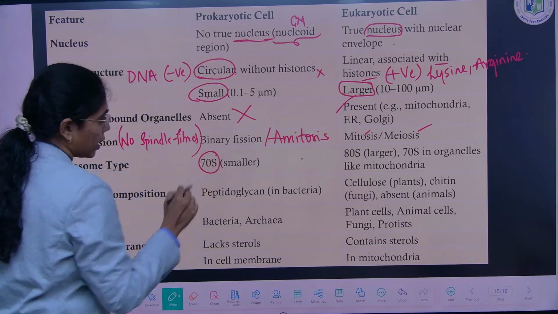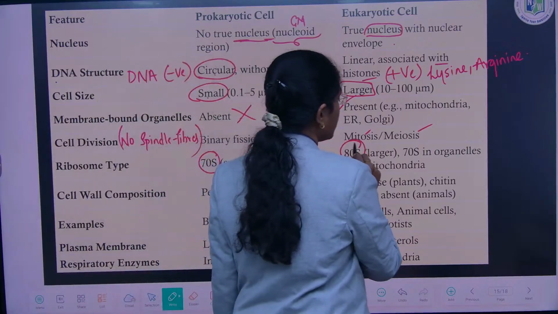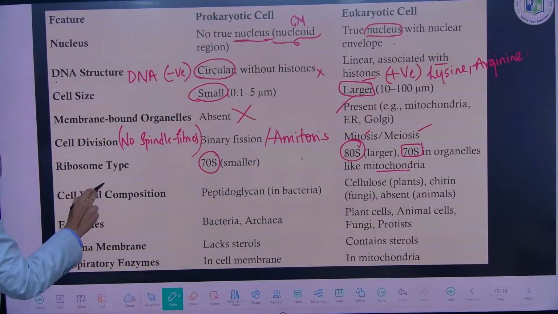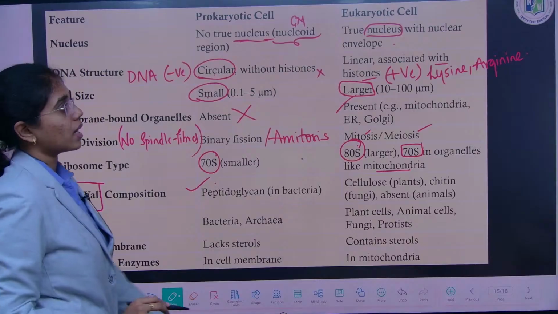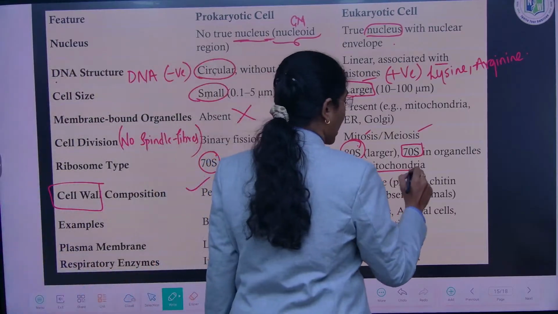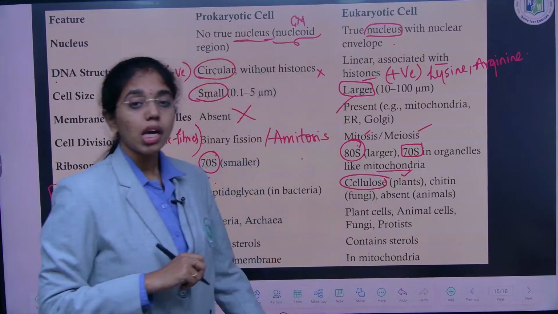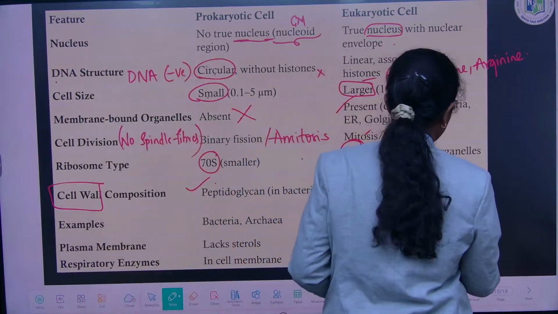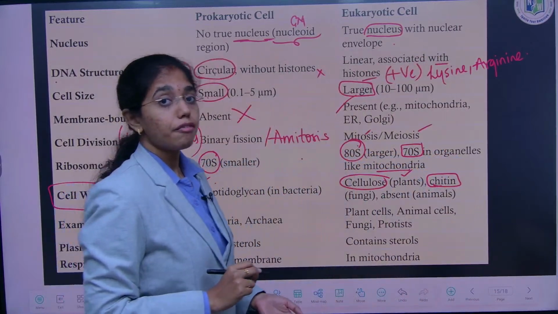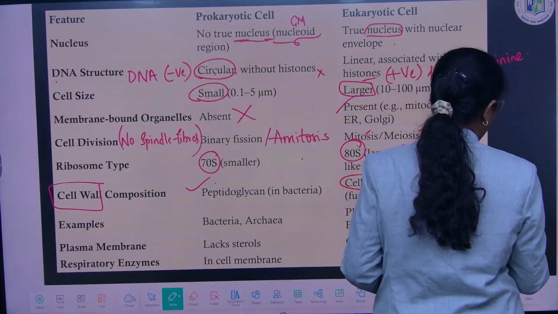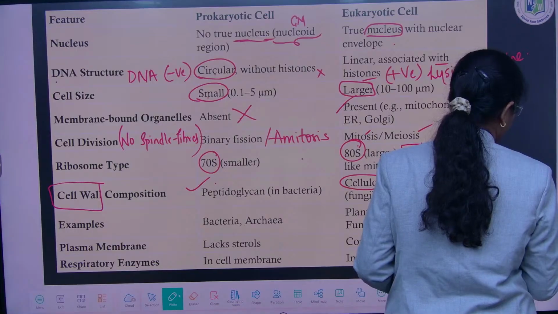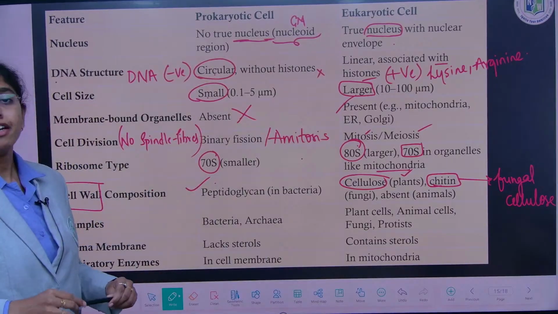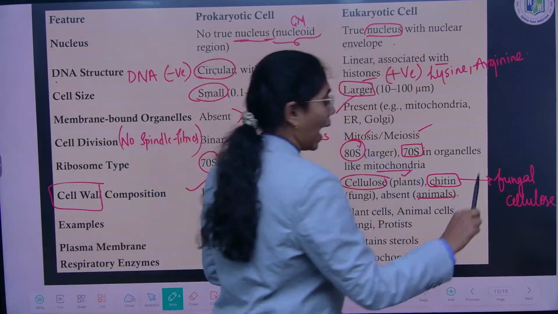Ribosome type is 70S. Here, ribosome type is 80S in the cytoplasm, and 70S in mitochondria and chloroplast. Cell wall composition is peptidoglycan. In a eukaryotic cell, if it is a plant cell, the cell wall is majorly composed of cellulose, along with hemicellulose and pectin. And chitin is the composition in fungi. Chitin is also known as fungal cellulose. Cell wall is absent in animal cells.